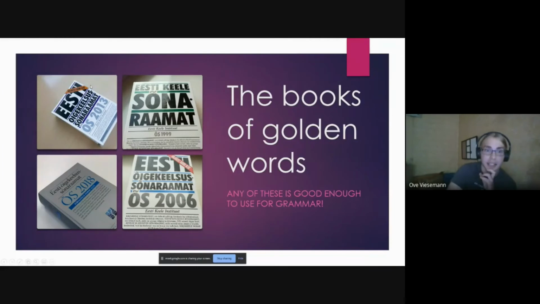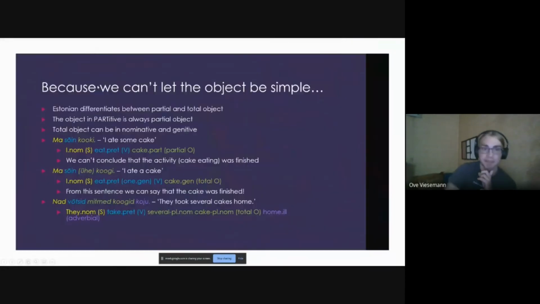This õigekeelsussõnaraamat means grammar dictionary. Because we can't let the object be simple. Estonian differentiates between partial and total object. The object in partitive is always partial object, hence partitive. Total object can be nominative and genitive. And here are 3 examples.